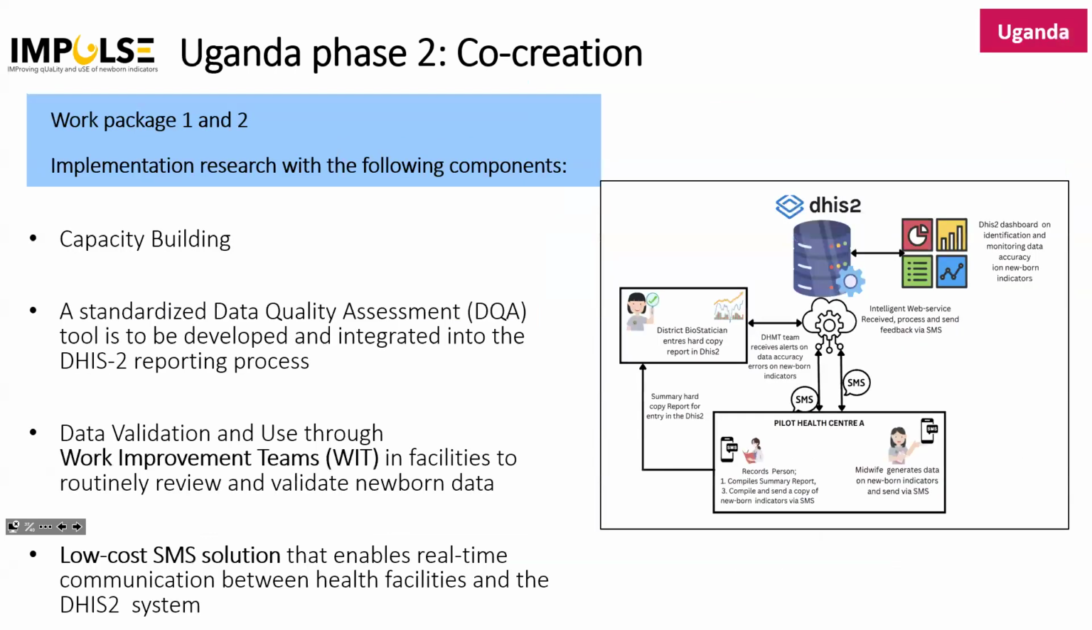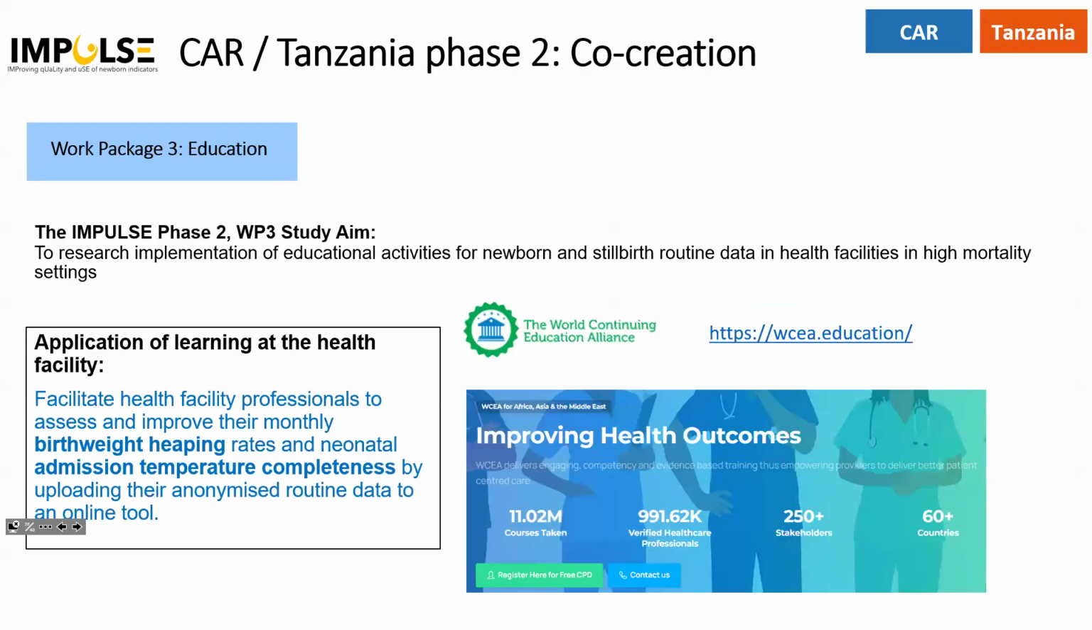So Uganda also, the work package 1 and 2 to implementation research with the following components like capacity building, standardized data quality, data validation and use through work improvement teams in the facilities, and then see how best it can be implemented with limited resources.